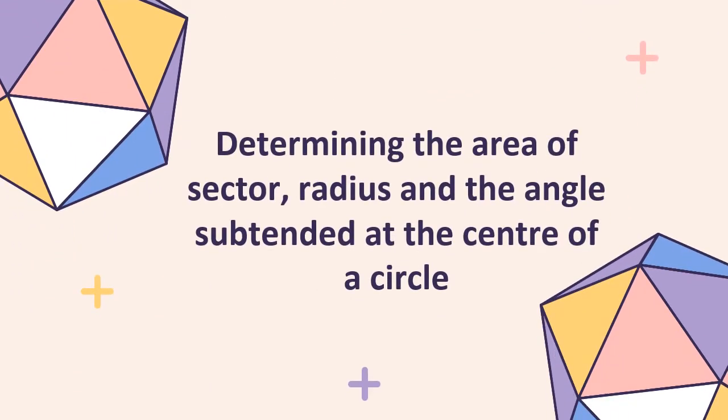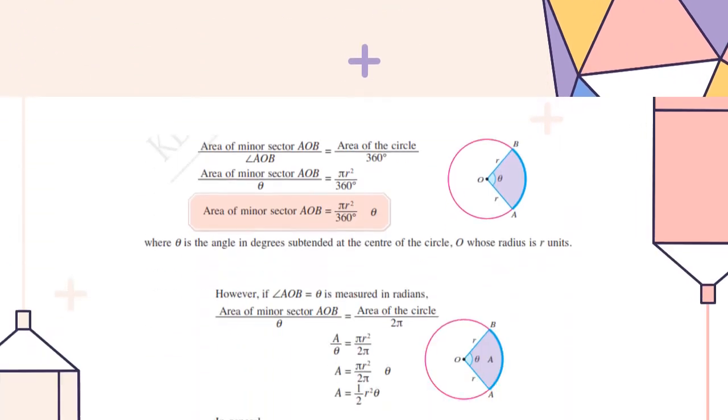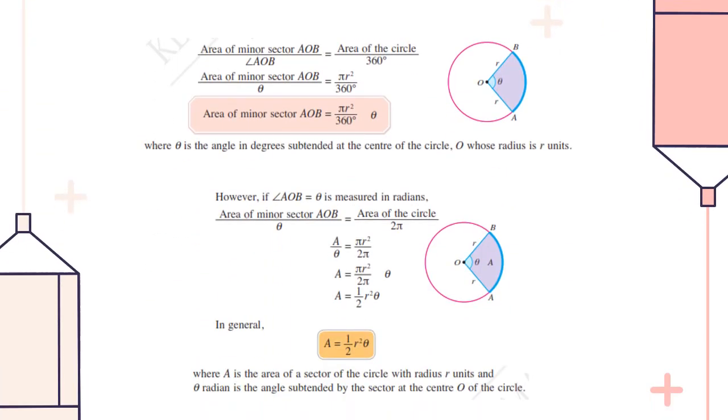The first part is determining the area of a sector, given the radius and the angle subtended at the center of a circle. In general, the formula for the area of a sector is given as A equals 1 over 2 r squared theta. Okay, how do we get this formula? Look at the first diagram.